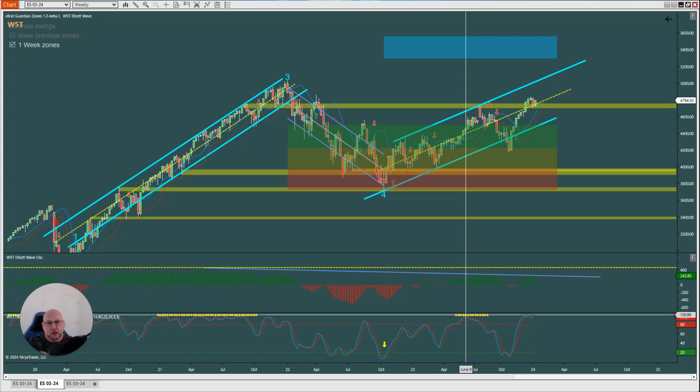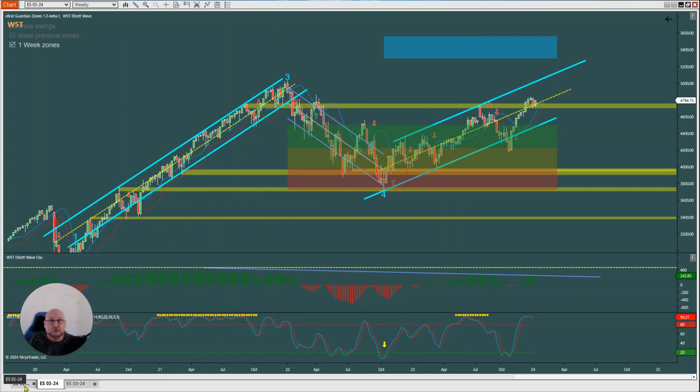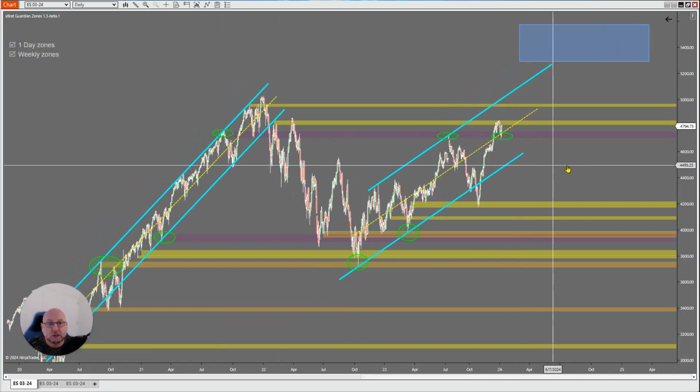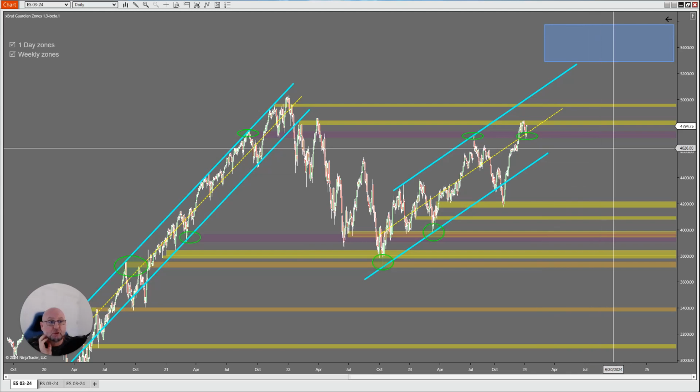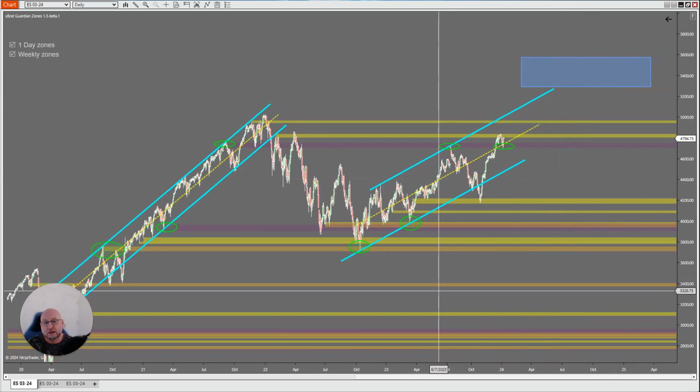which is really good. What I want to do now is I'm going to go to the daily time frame to help us understand those confluences and to see where things could happen this year. So those same channels are on there, and that's that fifth wave target zone as well. But what we've got on here now is the weekly and the daily support and resistance zones. They're provided by our Guardian zones, so they're automatic.